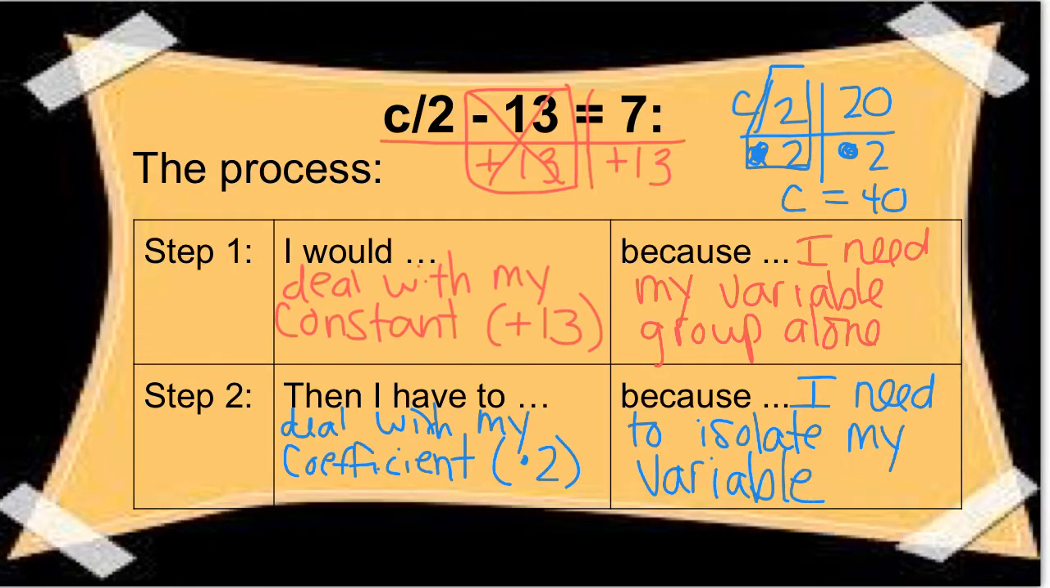There's actually a third step, and that has to do with checking. So where this c used to be, I'm going to put a 40 that I believe my solution is going to be. 40 divided by 2 is 20. Minus 13 is indeed the 7 that it should be. So c equals 40 is my correct solution.